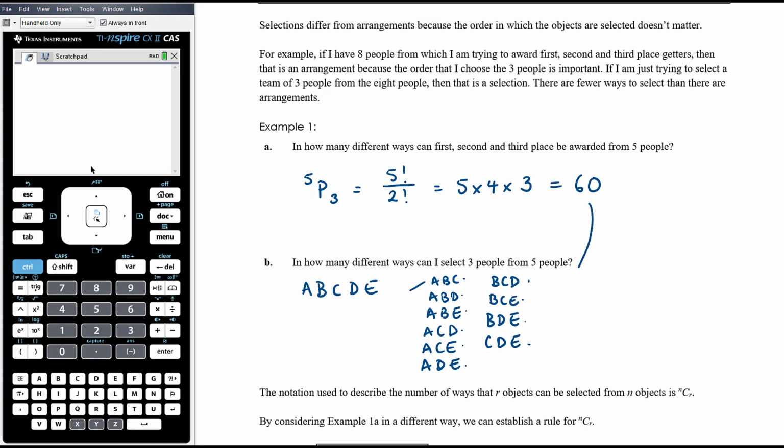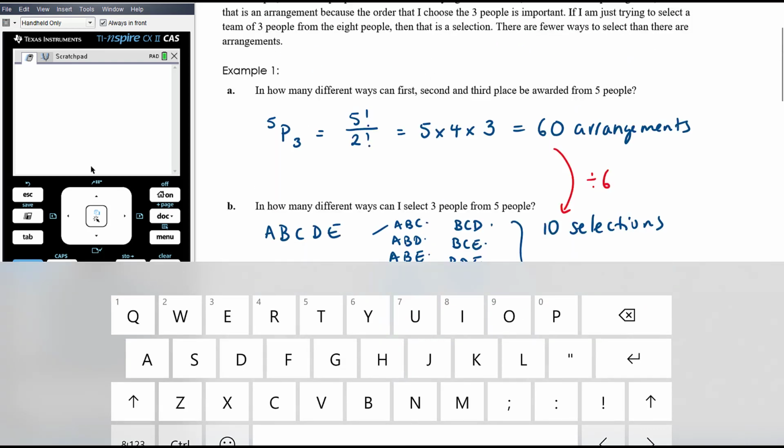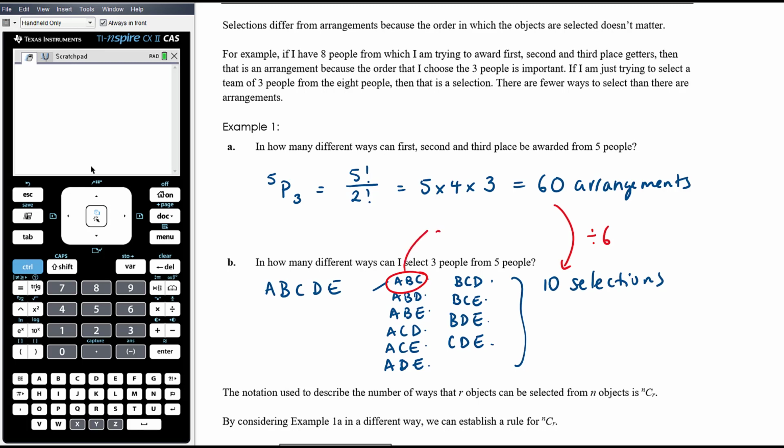So let's think about how that's different from that. That's a factor of 6 less, we've divided by 6. So that means there's 10 selections possible. So there's 60 arrangements, and there's 10 selections, which is divided by 6. And the reason that it's divided by 6 is because for every one of these selections, there are 3 factorial ways we could arrange those. So for every one selection, there are 3 factorial different arrangements, which is 6.